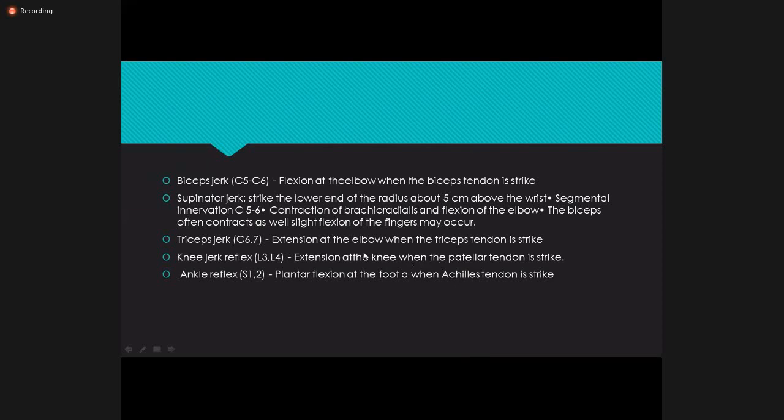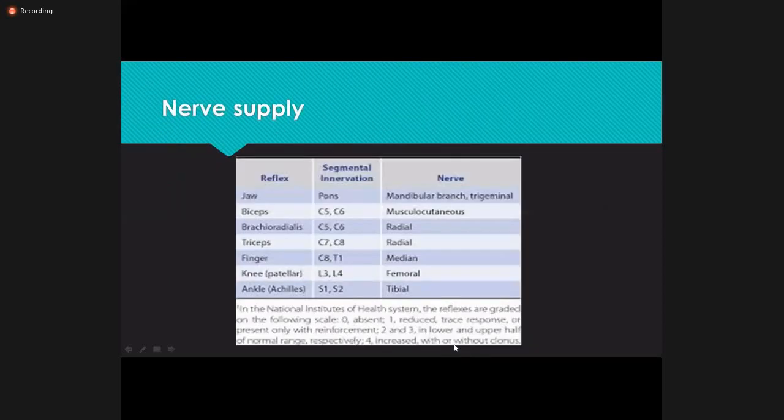Okay, now first I will show you how you check the reflex, then we will go on. Wait a minute.